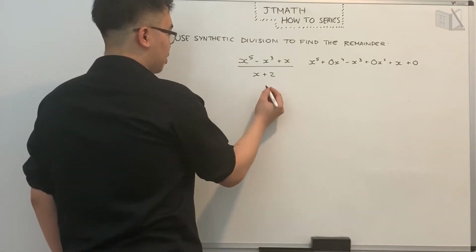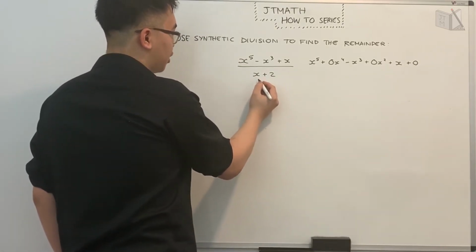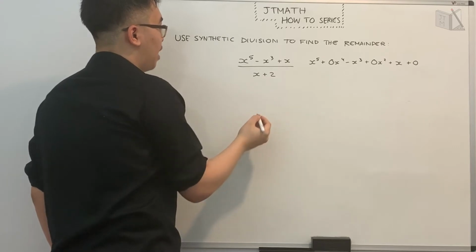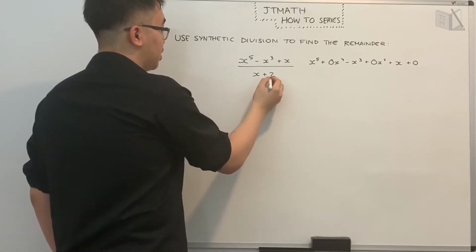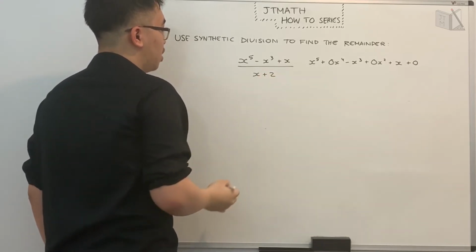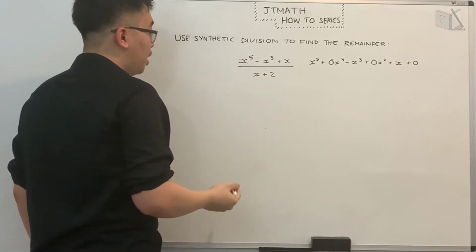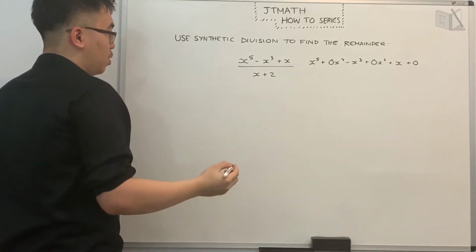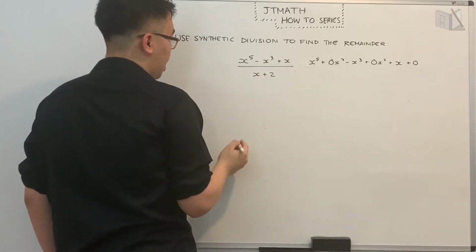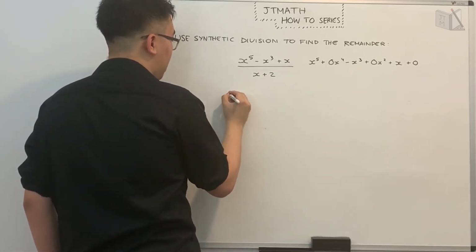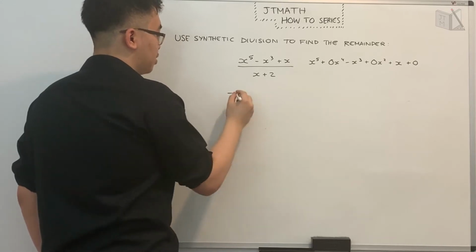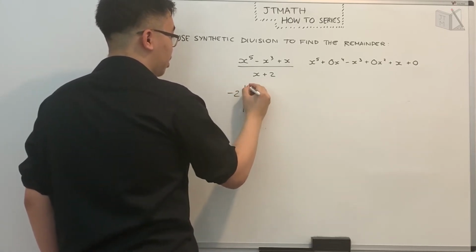So to conduct our division here, we're firstly going to look at the constant of our divisor, that is the number next to the number that we're going to be dividing by. So in this case it's plus 2. We're going to reverse the sign on that so that we have a minus 2. And this is the number that we're going to be working with.